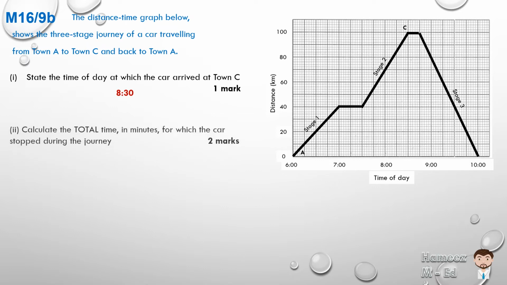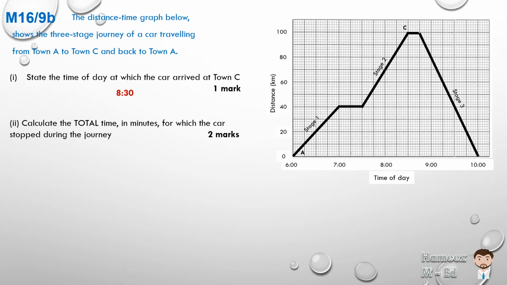Part 2. Calculate the total time in minutes for which the car stopped during the journey. So if we look at the journey, we can see it started at A, and the distance increased, which means it left A and headed towards C from 6 a.m. to 7 a.m. And then from 7 a.m. until 7:30, the distance stays the same. So it stopped there for 30 minutes.